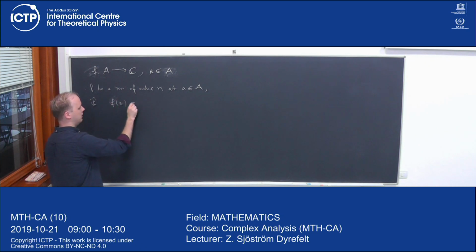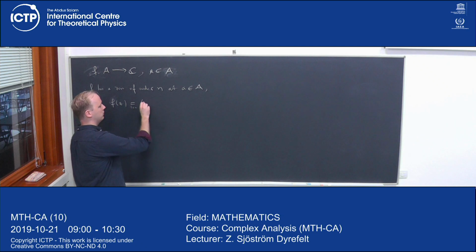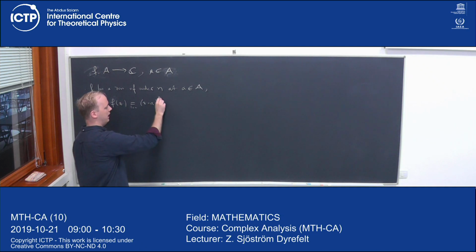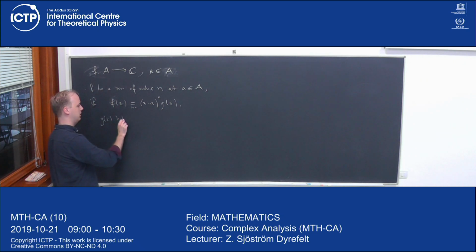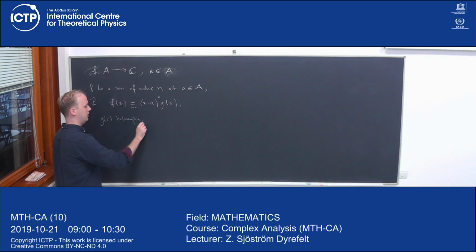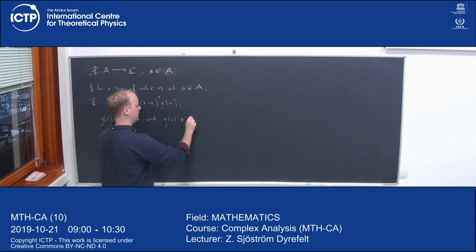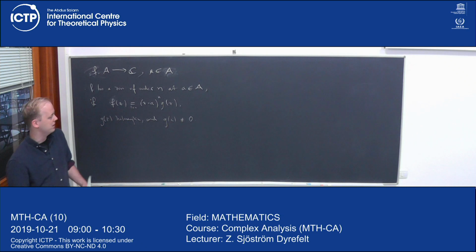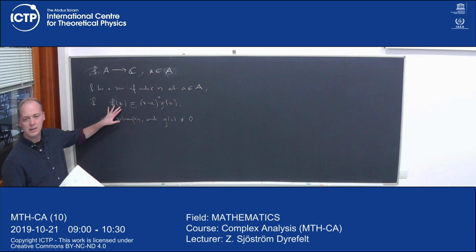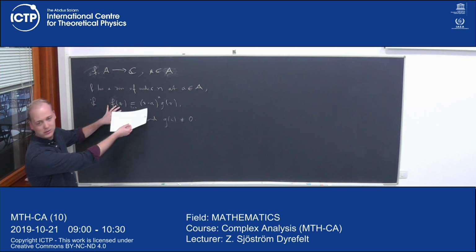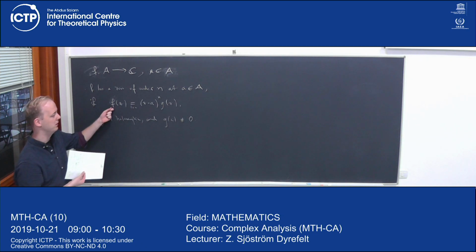locally f of z can be written as z minus a to the power n times g of z, where g of z is holomorphic in a neighborhood of a, and g of a is non-zero. So this is by definition what it means. So this essentially means that f of z has a power series expansion, where the first non-zero term is the one corresponding to z minus a to the n. So this is what it means.